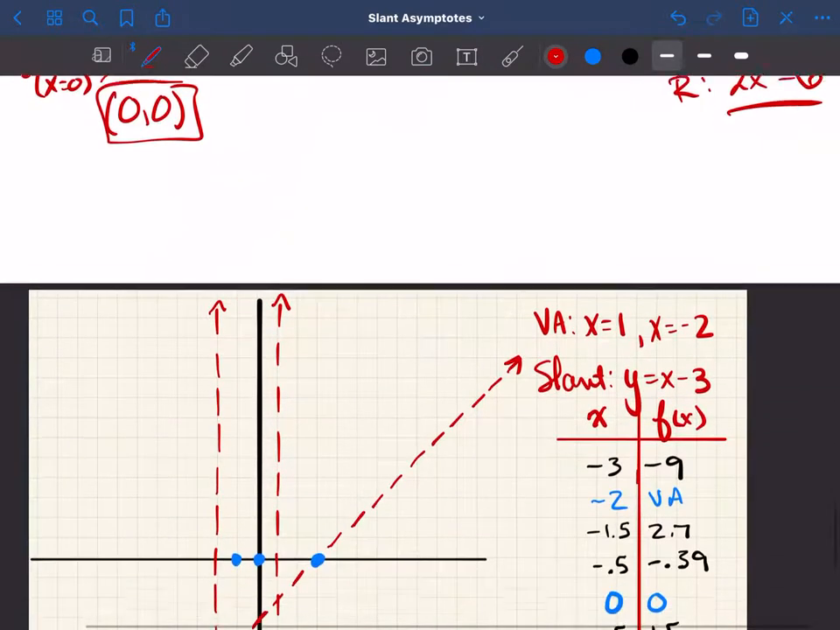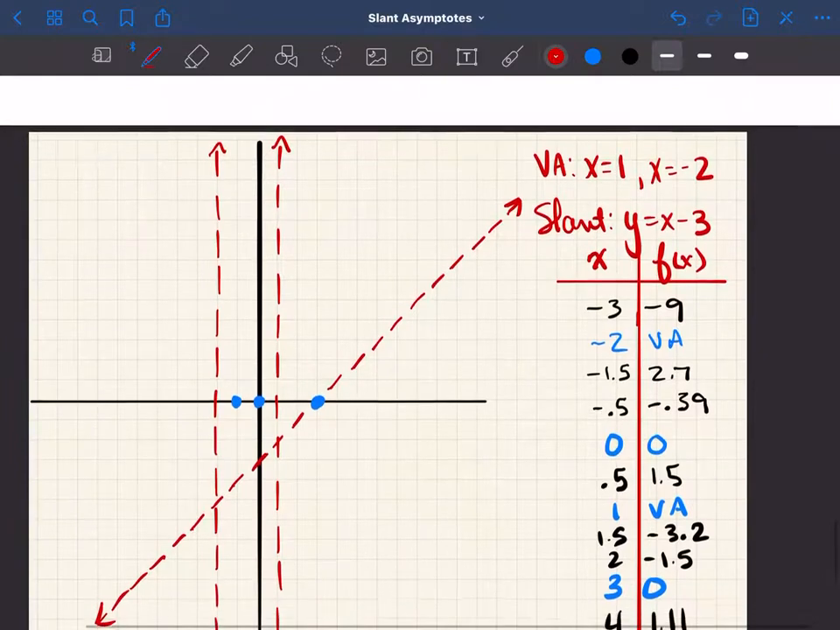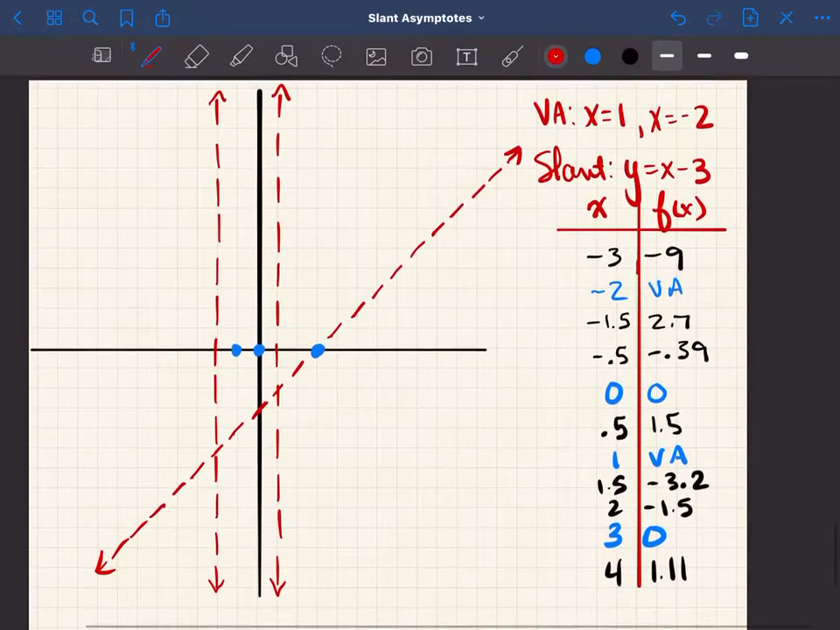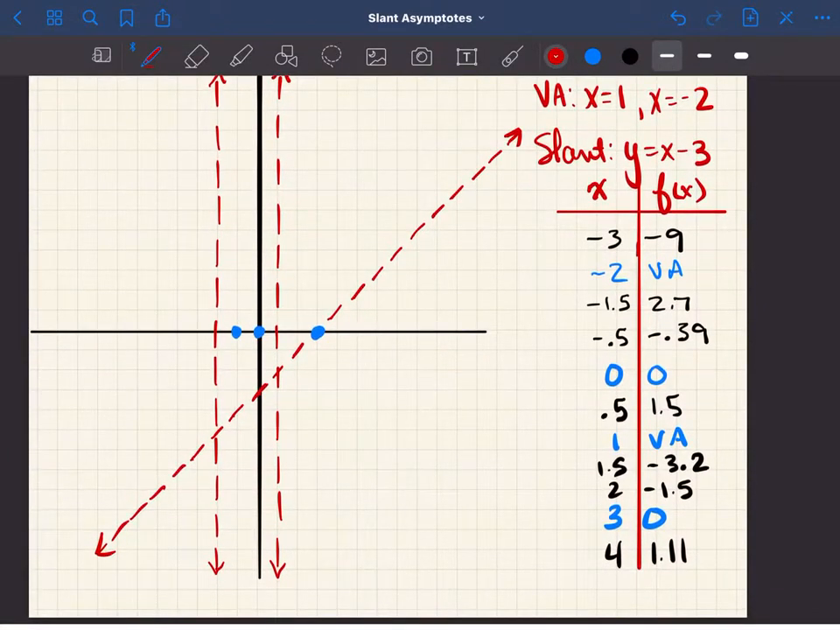I've already copied over all of our important information. I have my vertical asymptotes. I have graphed my slant asymptote. You'll see that I started at -3 on my y-axis, and then I used my slope of up 1 over 1, up 1 over 1, up 1 over 1. So that's how I graph my slant asymptote.